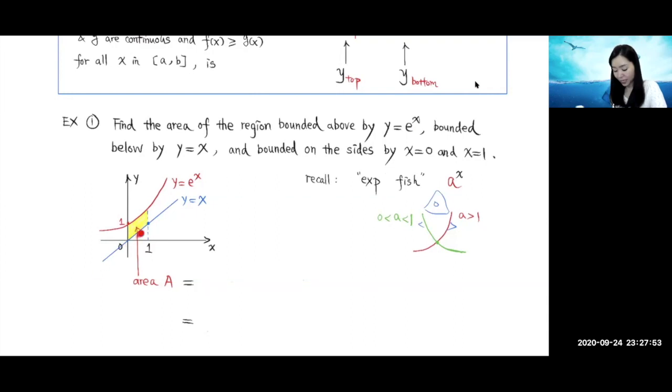So, y equals x is this one. Now we try to find the area of this region right here. According to the formula, this area is equal to the integral of the function on top, e to the x, subtract the function down here, which is x, starting from 0 and ending at 1.